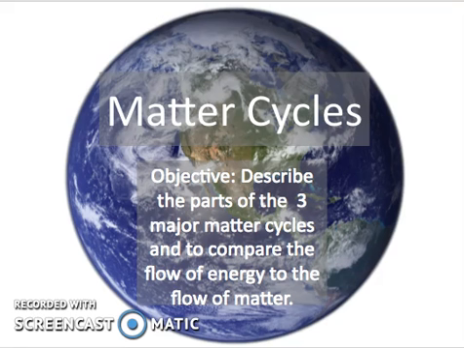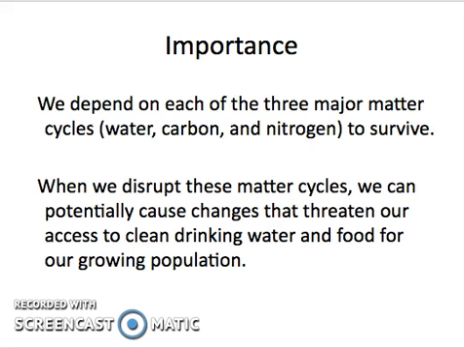So why are matter cycles important to us? All of the three major matter cycles, and by that we mean water, carbon, and nitrogen, are required for us and all other living organisms to survive. So when we disrupt those cycles, we can potentially limit our access to clean drinking water and enough food to feed ourselves and enough food for all the other organisms that also depend on these cycles to live.